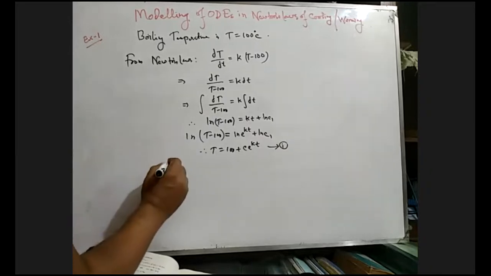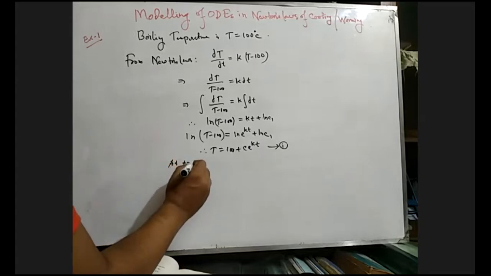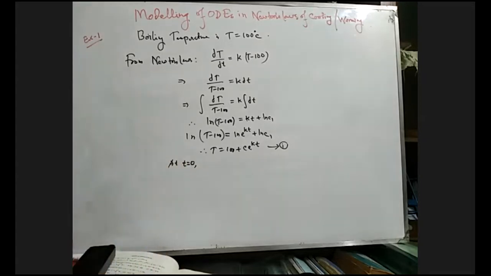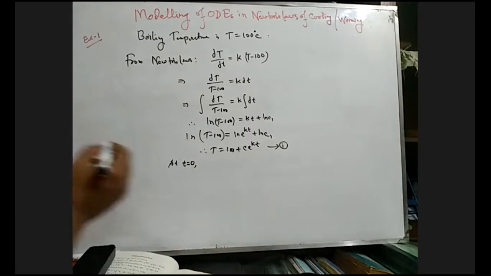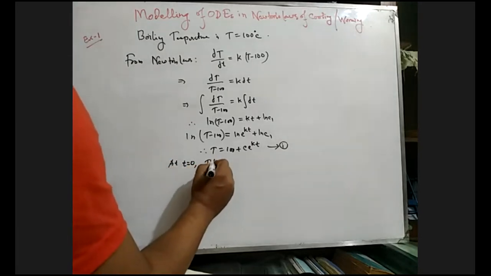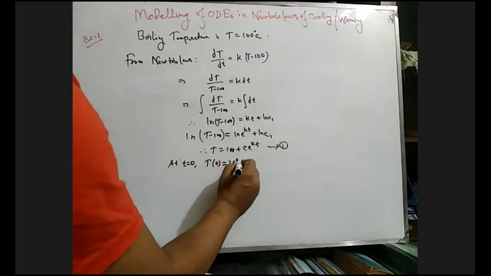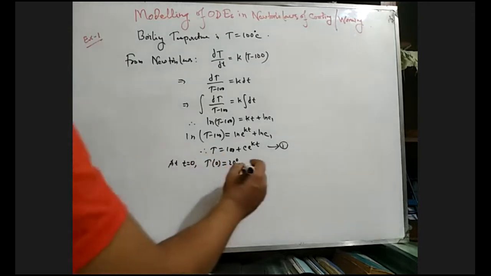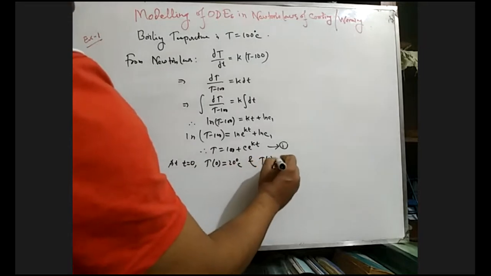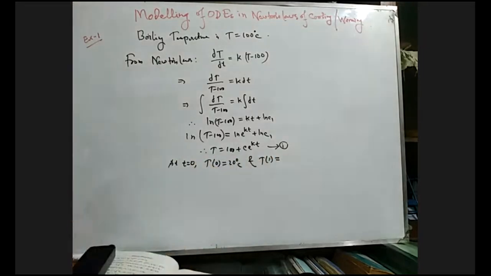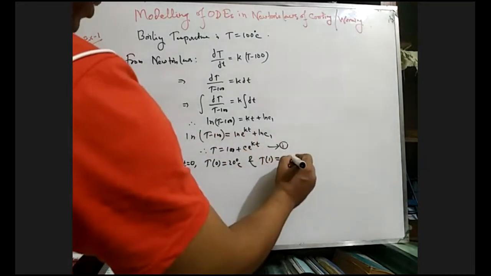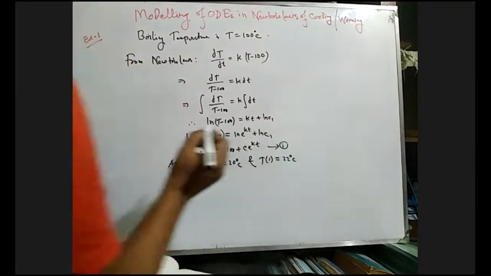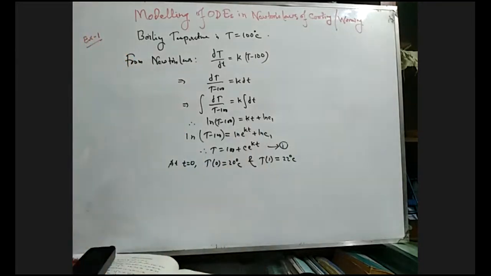So now at t equals 0, if time t is 0, then what was the temperature? Capital T at 0 was 20 degree centigrade, right? And after 1 minute, 22 degree centigrade. And this is the given condition.